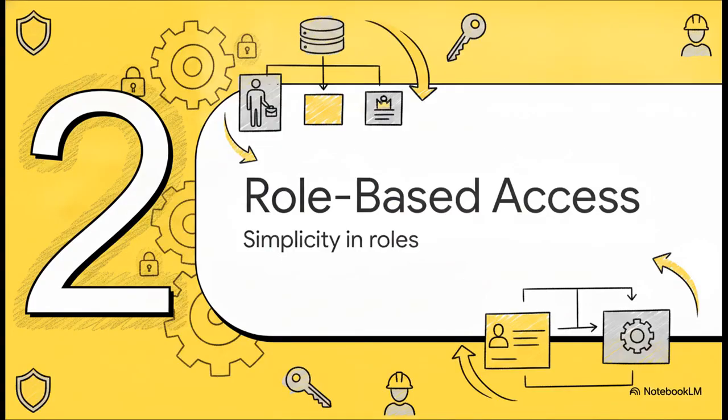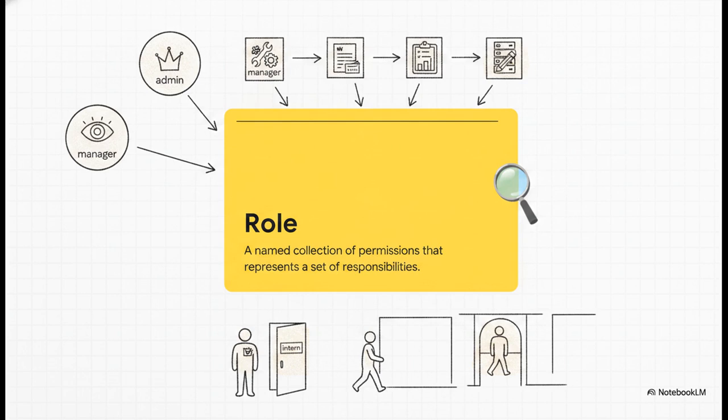Section 2, RBAC, Role-Based Access. Let's start with the absolute simplest and most common model out there. If you've ever built a basic app, you've probably implemented some flavor of this. Think of a role as a bucket. In RBAC, instead of handing out 50 individual, highly granular permissions to a brand new hire on their first day, which, let's be honest, would take forever and inevitably lead to mistakes, you just drop that user into the manager bucket, and they instantly inherit everything they need.